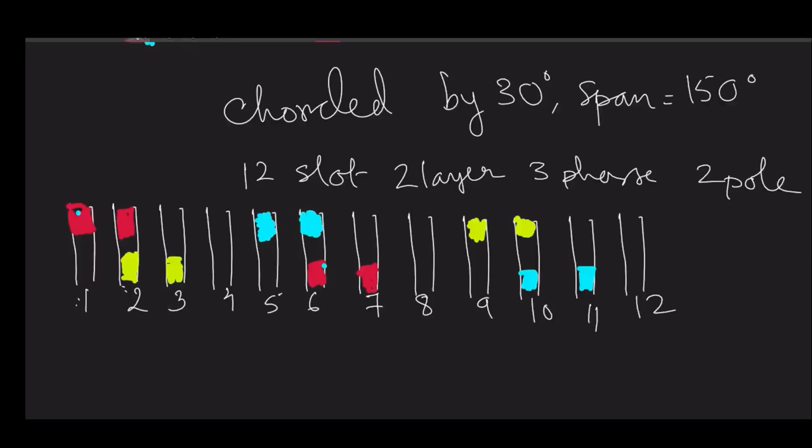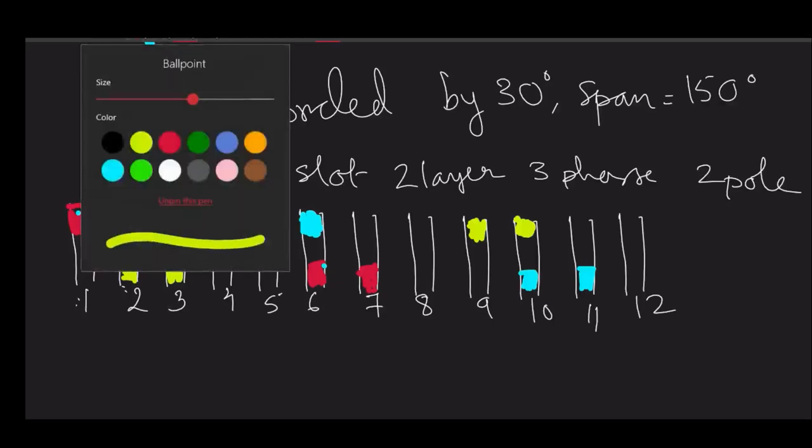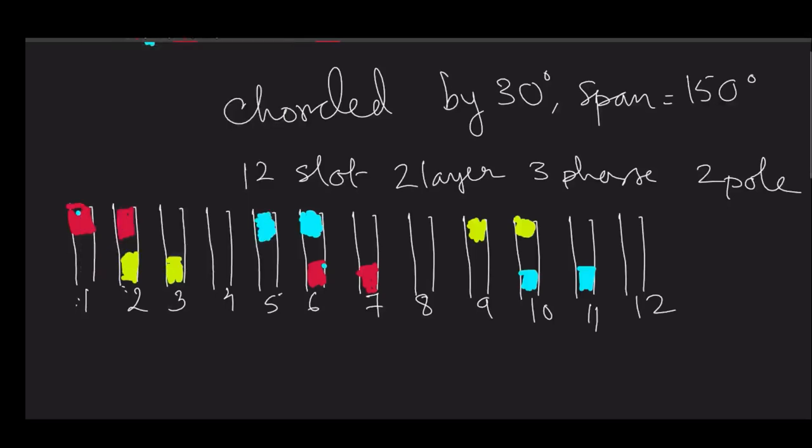We'll see, for the other set, this is our A group. So the other set will start exactly 180 degrees apart. So the other set's upper layer coil will occupy 7 and 8. Why? Because here we need a 180 degree phase difference.